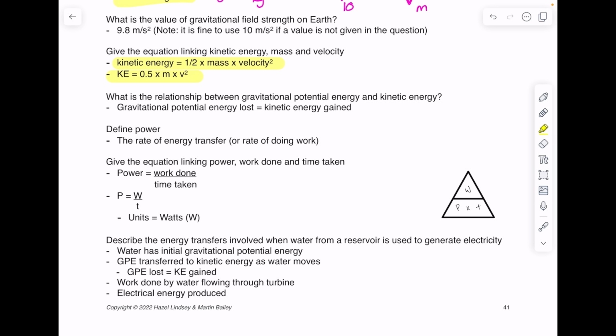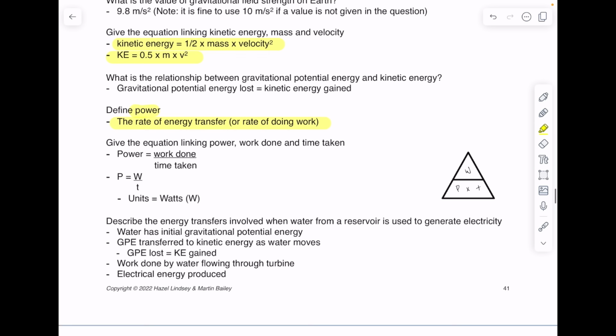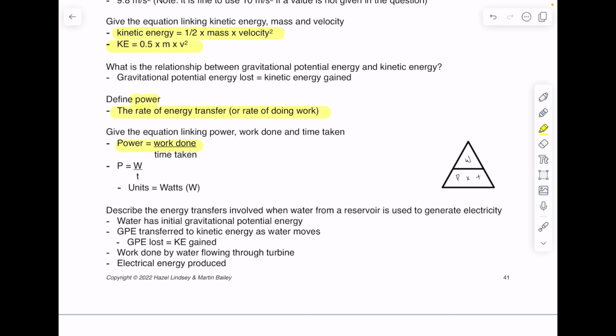Power now. Now power is the rate of energy transfer, or the rate of doing work, the rate of work being done. The equation for power is work done or energy over time taken. So it could be arranged like we see it here, or it could also be power equals energy over time. The units of power are watts.